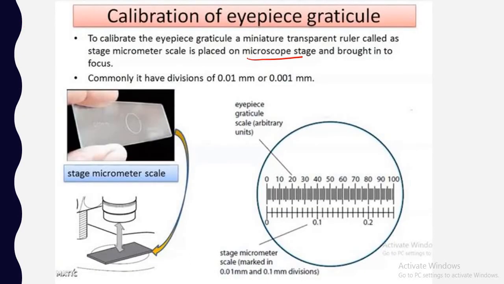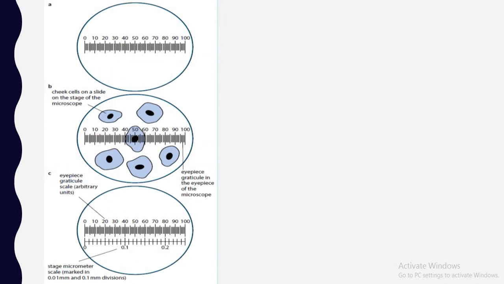Now to understand more about calibration, let's discuss a worked example. Let's see this calibration with the worked example. This one right here is the eyepiece graticule, which is placed in the eyepiece of the microscope and observed like this. Remember, it has arbitrary units. You cannot find out the actual measurement with this eyepiece only.